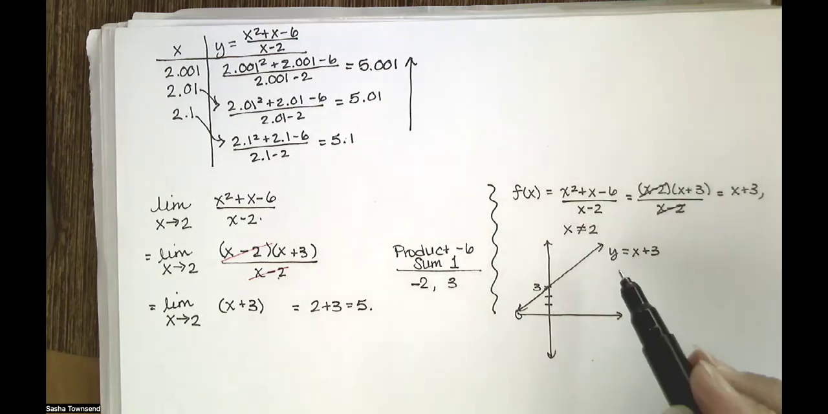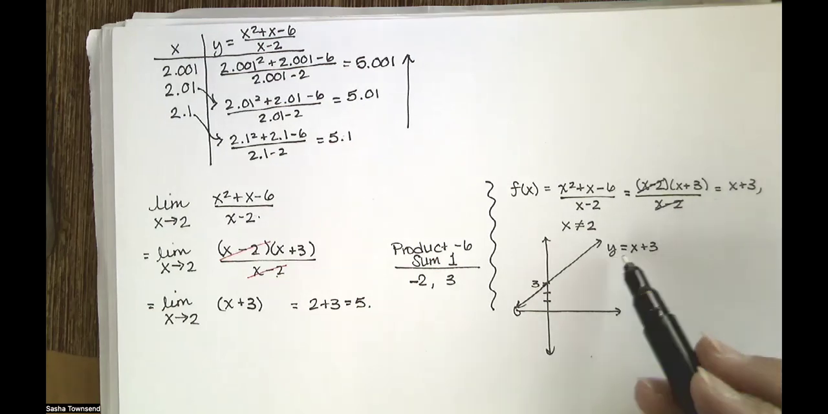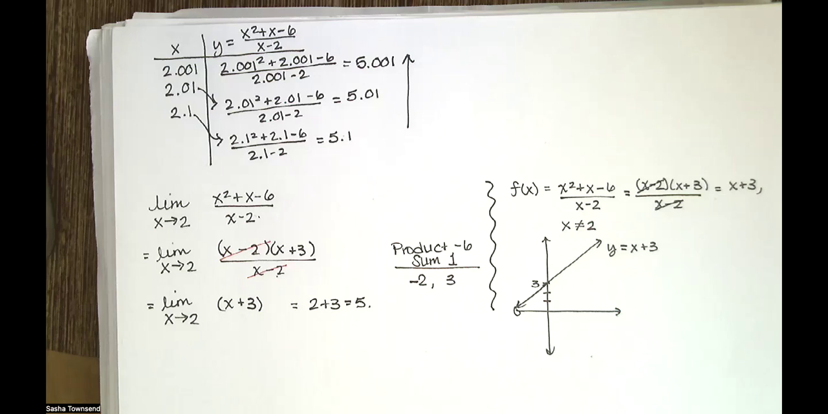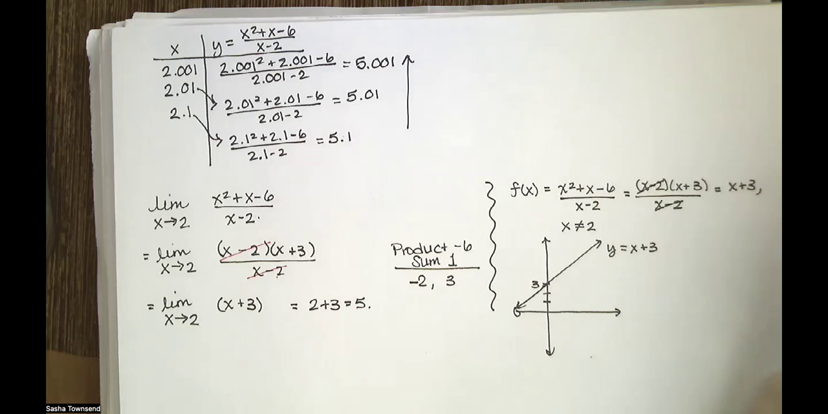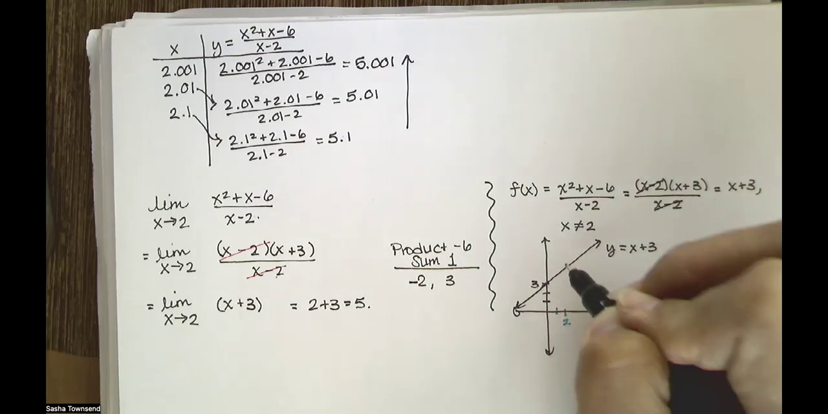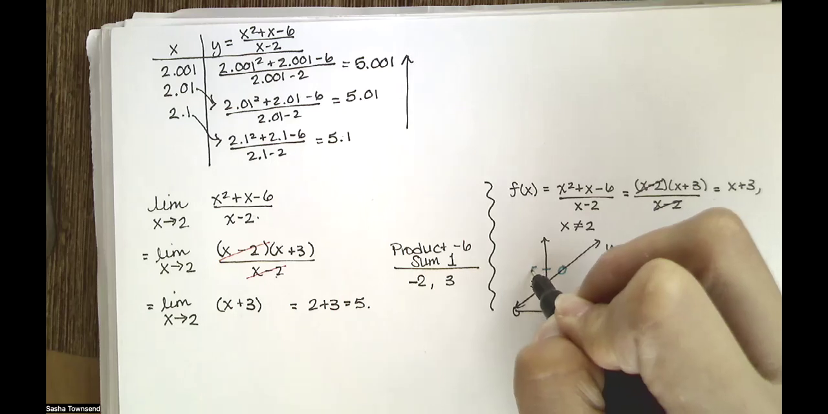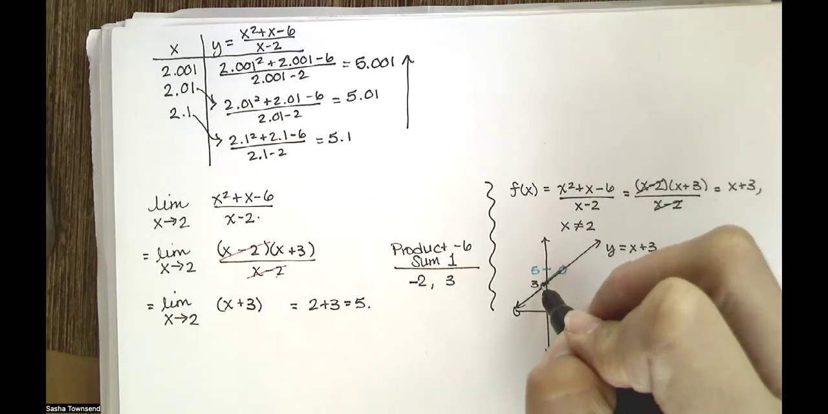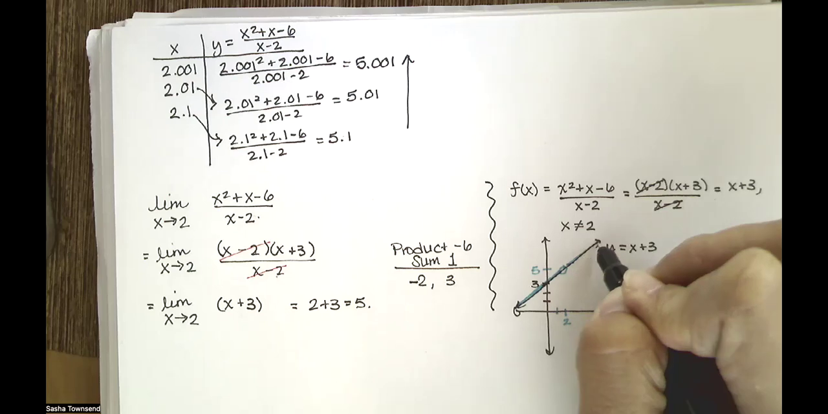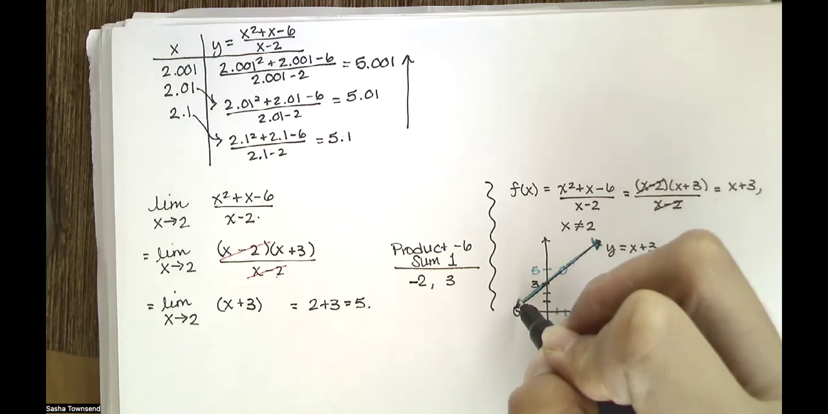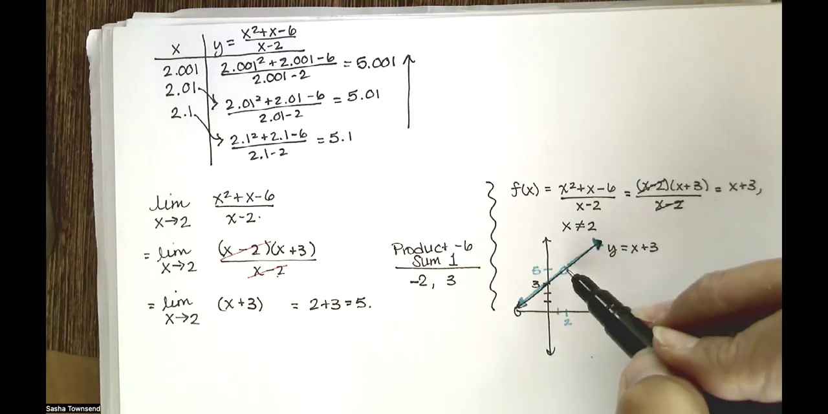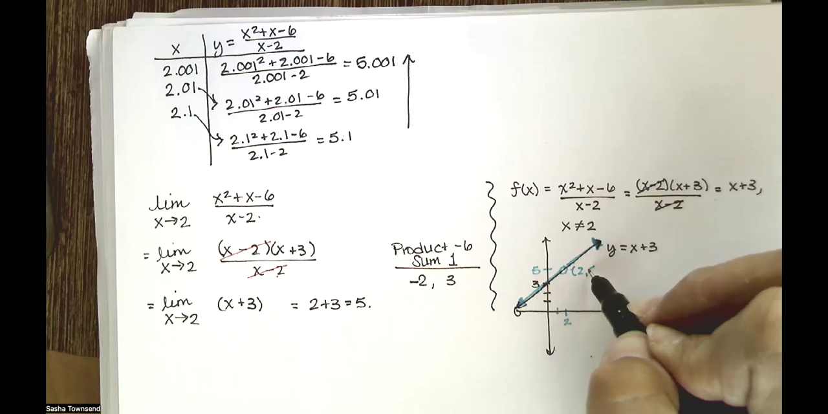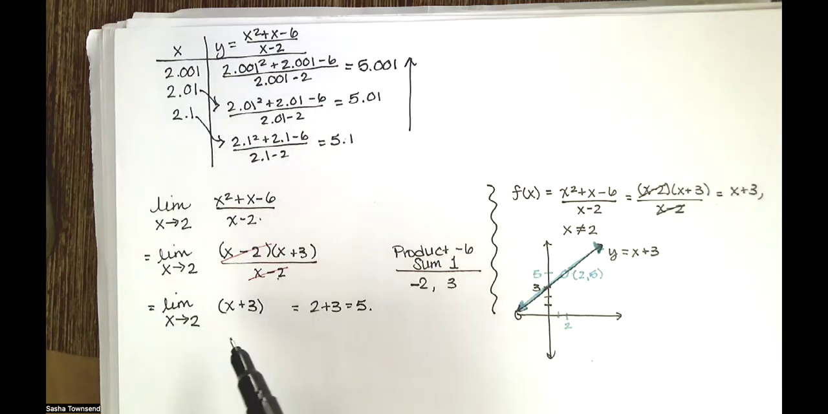But f of x doesn't look like this line. This is the closely related function. F of x looks like this. F of x is equal to x plus 3 as long as x is not equal to 2. So at x equals 2, we've got an open circle there at y equals 5. And f of x looks like this. So the two functions have almost identical graphs, except f has the hole in it at x equals 2, y equals 5. Whereas this other function, y equals x plus 3, is just a solid line.